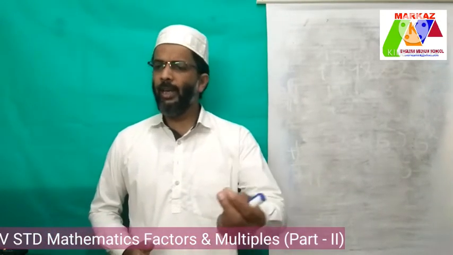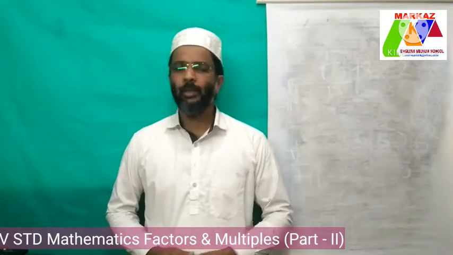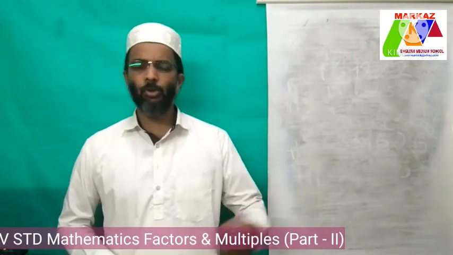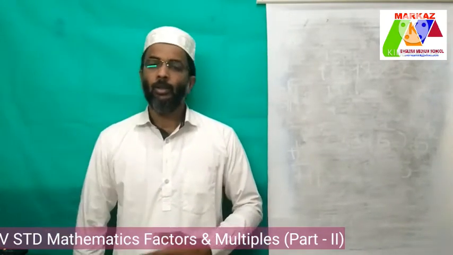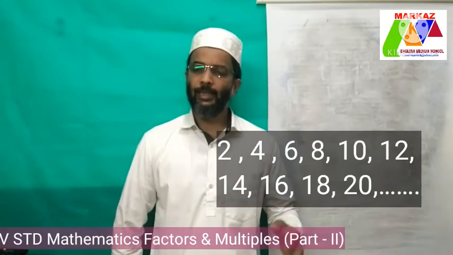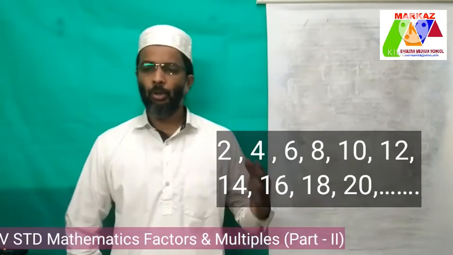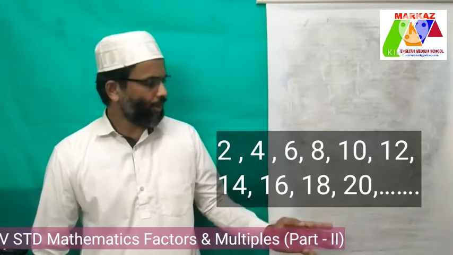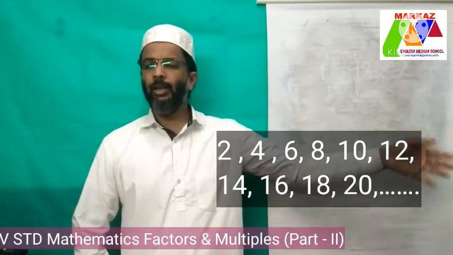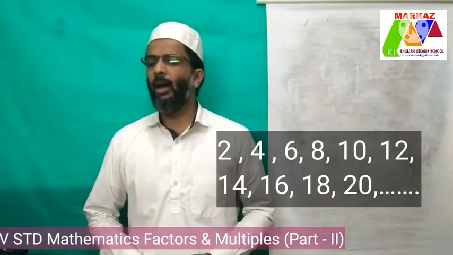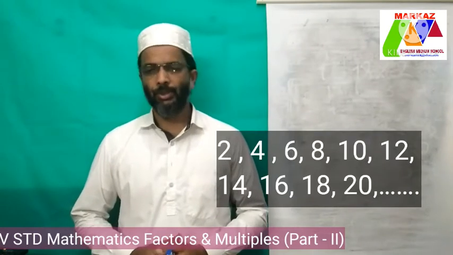How many 2's are there in 14? Yes, 7. 7 into 2's are 14. 2, 4, 6, 8, 10, 12, 14, 16, 18, 20 and so on. These are all even numbers.